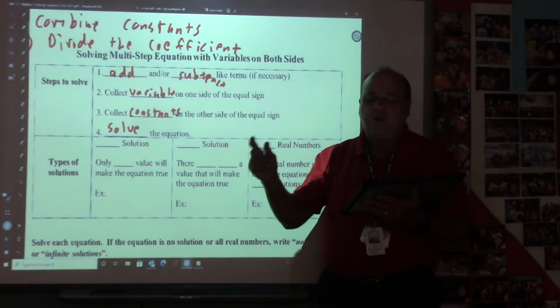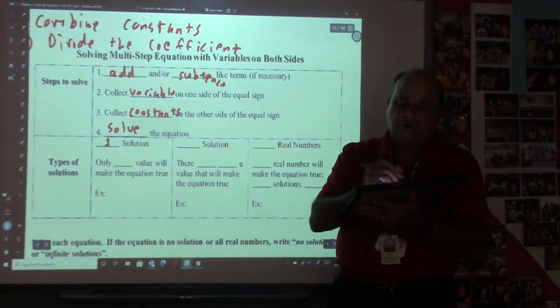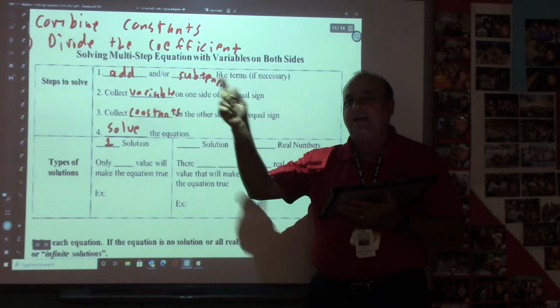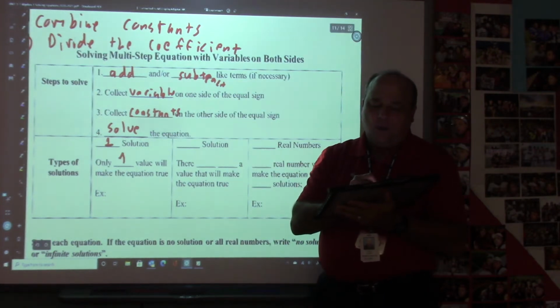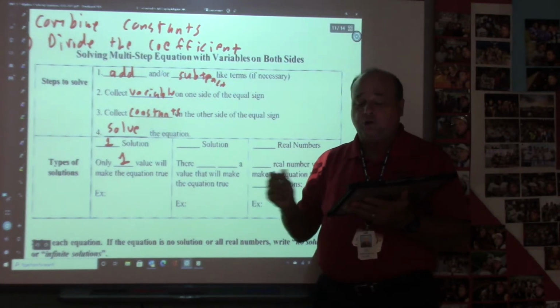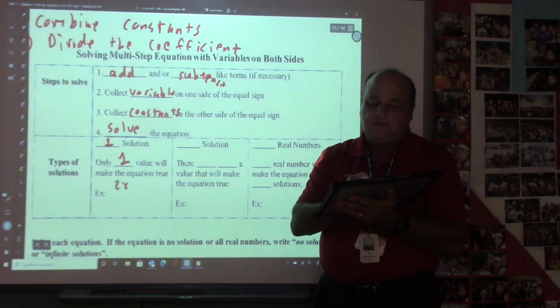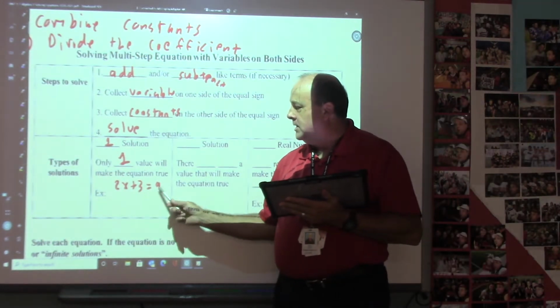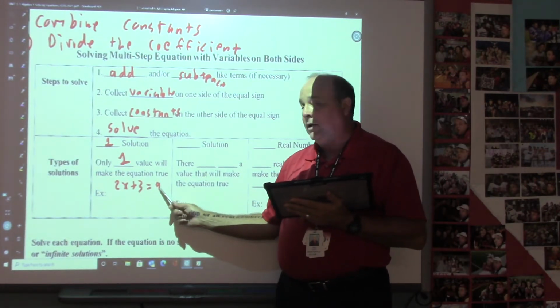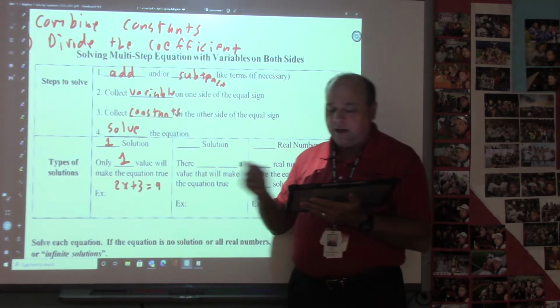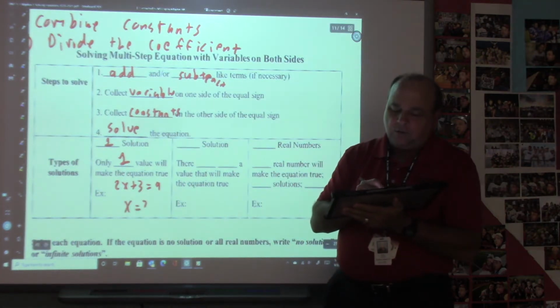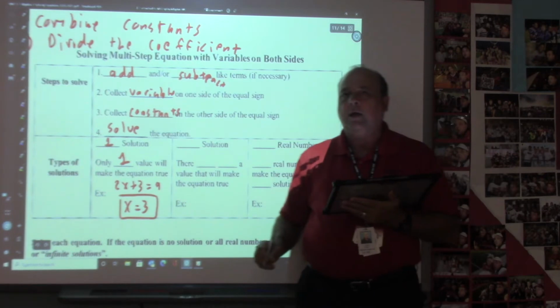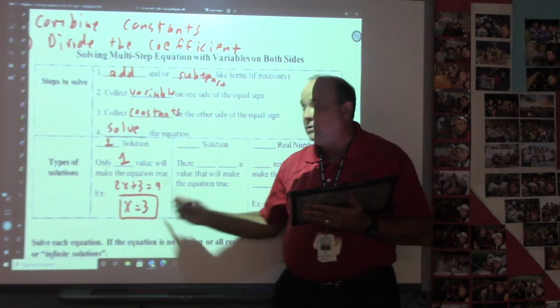Okay, now then, most equations have one solution. That means you get like x equals 5. So only one value will make it true. An example would be 2x plus 3 equals 9. So what can I multiply 2 by, add 3, and get 9? If I subtract 3, I'll get 6. Divide by 2, I'll get 3, won't I? So x will equal 3. Most equations have one solution.